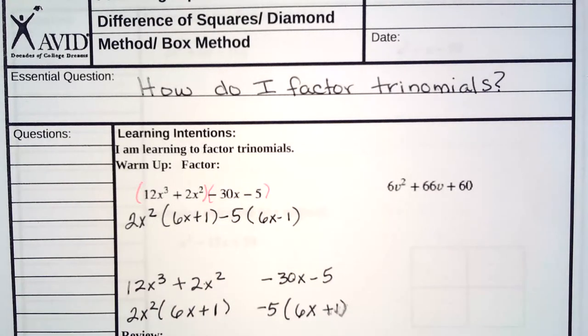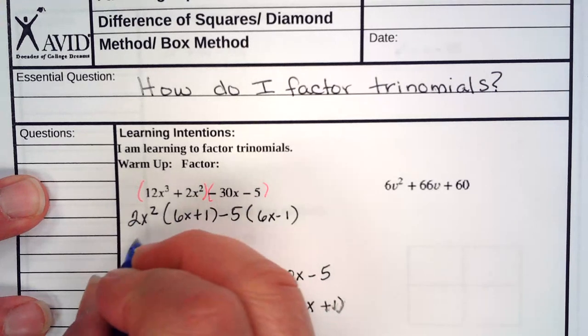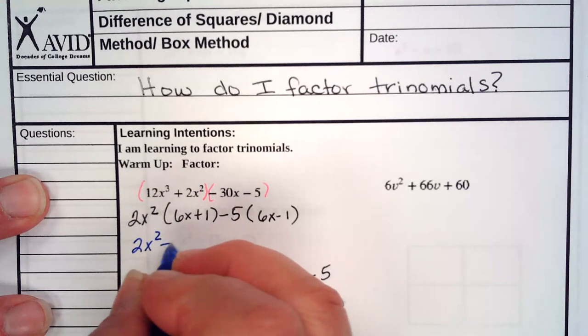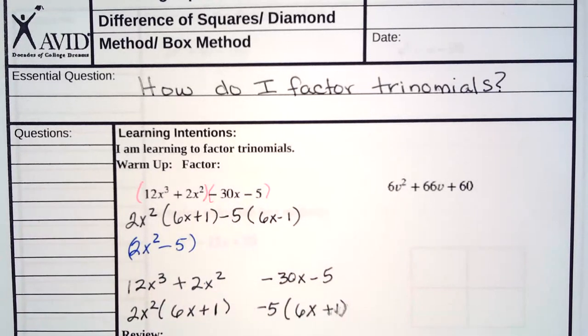Okay, take a minute and look. Do you have any questions? If you do, back it up and look at it again. So, as we finish up, what's on the outside is one factor. What's in the parentheses is the other.